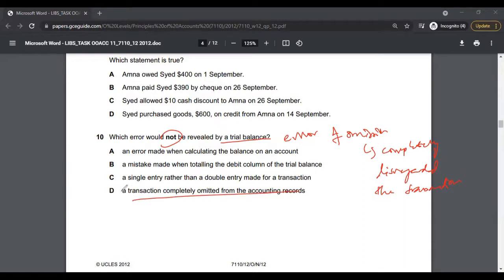So actually, the answer to multiple choice 10 is option B because this comes in line with what the logic is here. A transaction completely omitted from the accounting records has no effect, or no financial impact, because the transaction has been completely omitted. The answer to multiple choice 10 is option B.